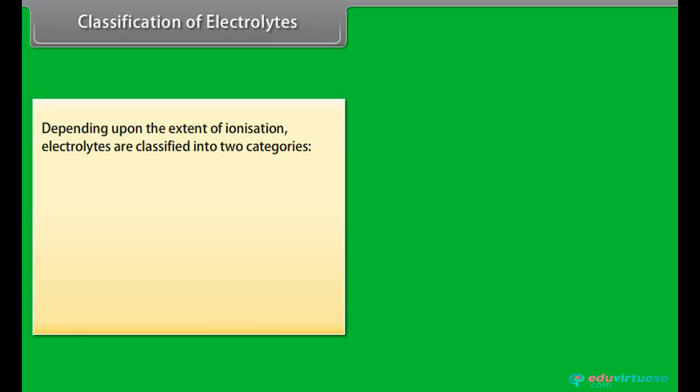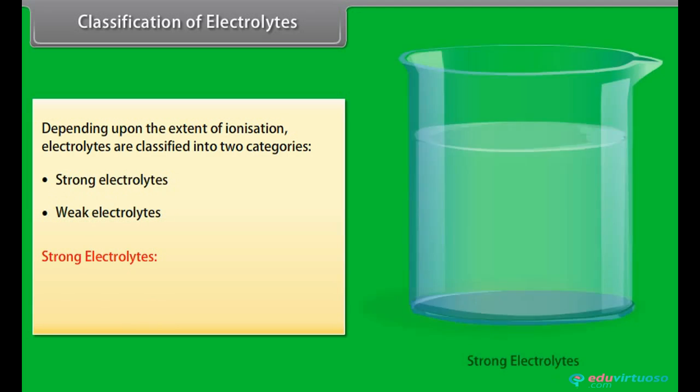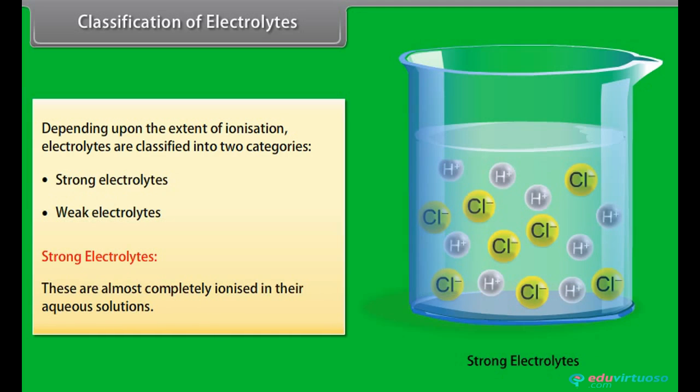Classification of electrolytes. Depending upon the extent of ionization, electrolytes are classified into two categories: strong electrolytes and weak electrolytes. Strong electrolytes are almost completely ionized in their aqueous solutions. For example, HCl, NaOH and KCl.